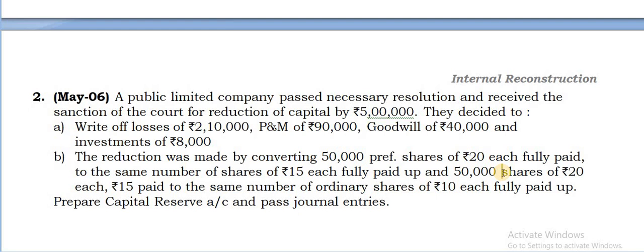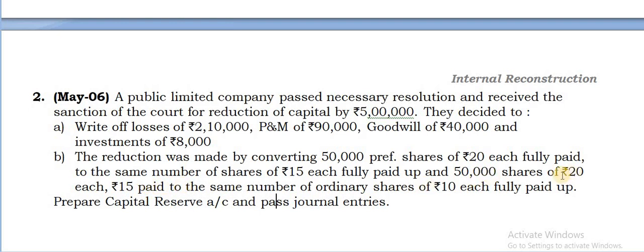So you have to remember that if nothing is specified, just here, you can see after 50,000 what is mentioned here? Preference. But here after 50,000 nothing is mentioned, right? So you have to assume which type of shares are these? They are the ordinary shares or equity shares. So 50,000 shares, even here also 20 rupees each is being reduced to 15. So what is the amount foregone by these people? 5 rupees is the amount foregone by these people.